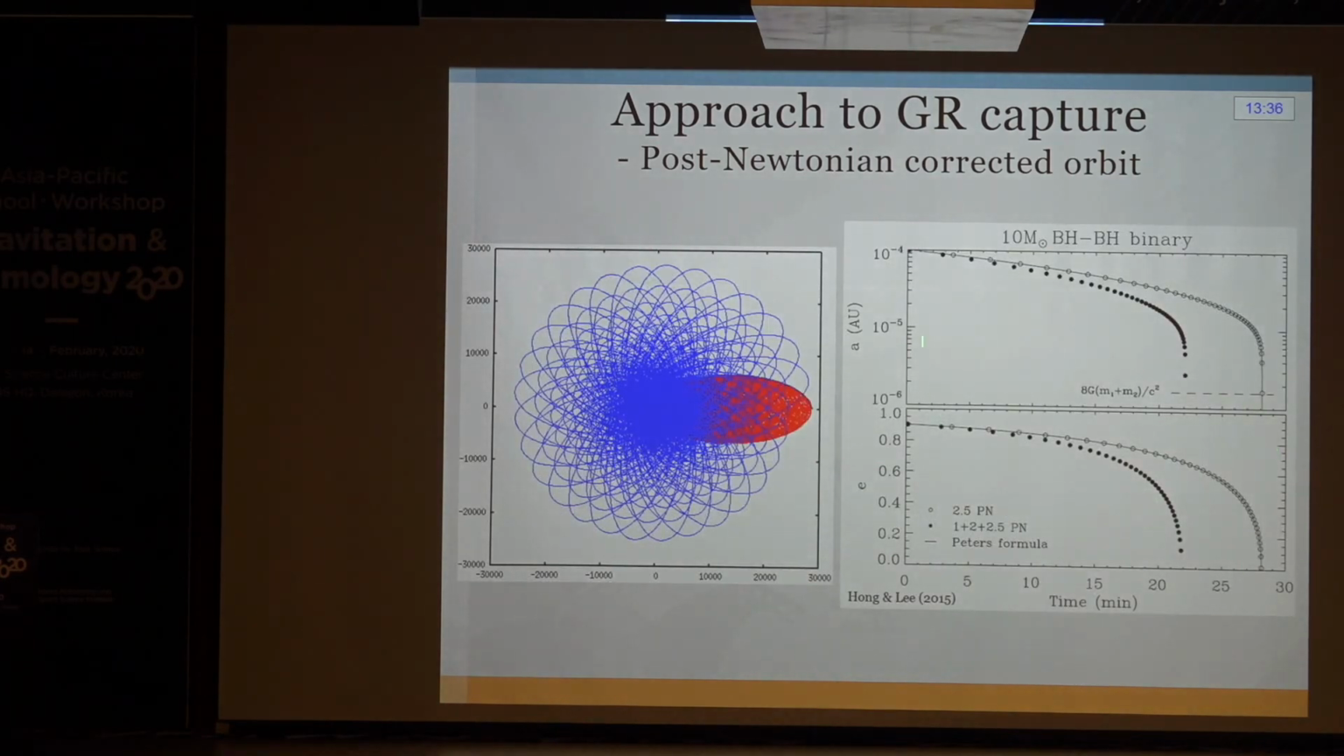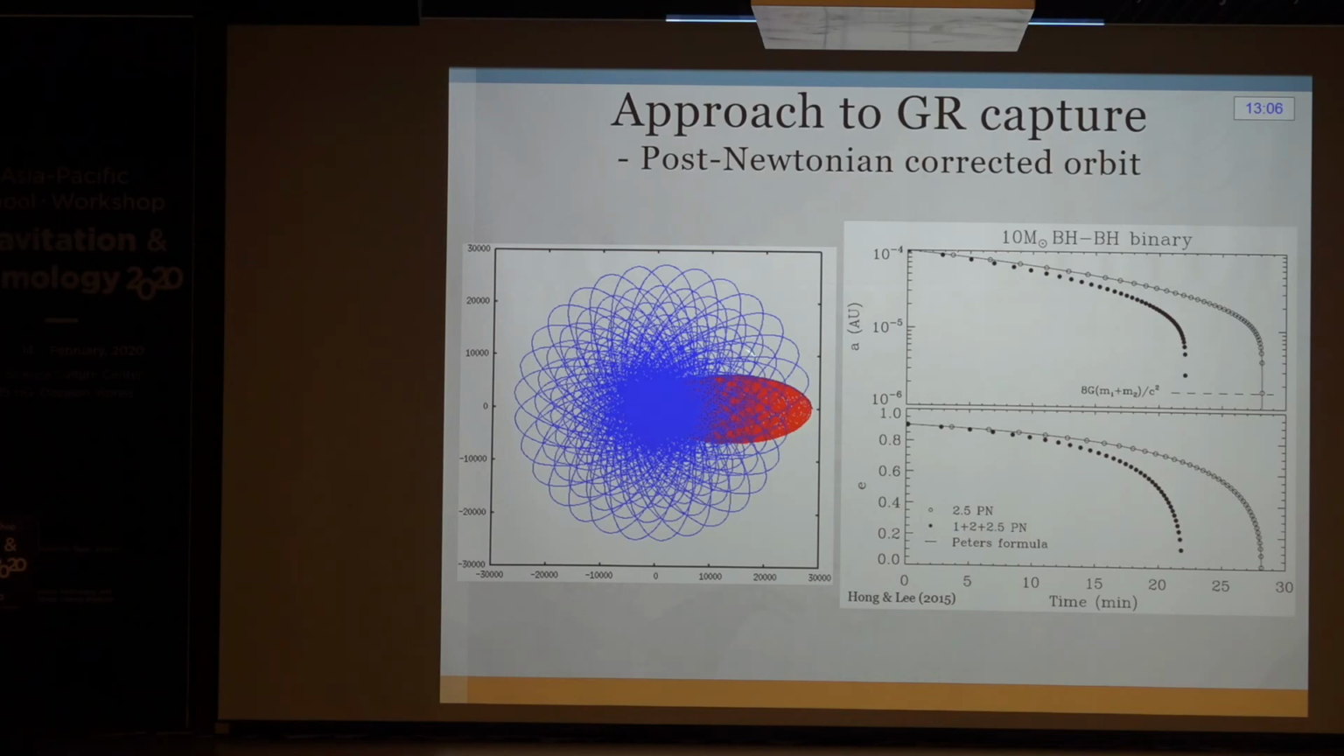So this right panel shows some kind of evolution of eccentric binaries from Dr. Hong. First is the semi-major axis, next is eccentricity. Initial semi-major axis is 10 to the minus 4 astronomical unit, and e is 0.9. And as time goes on, the semi-major axis and eccentricity decrease like this.